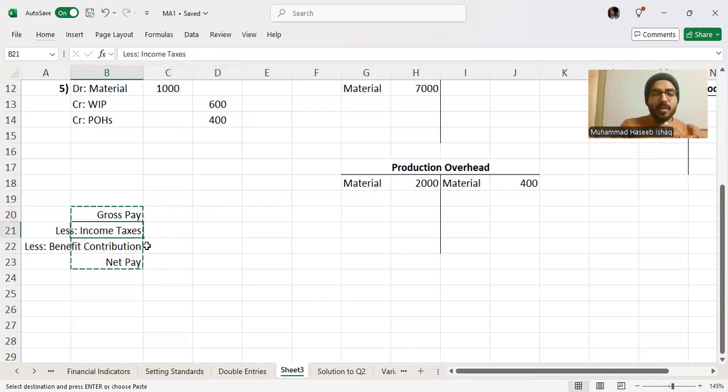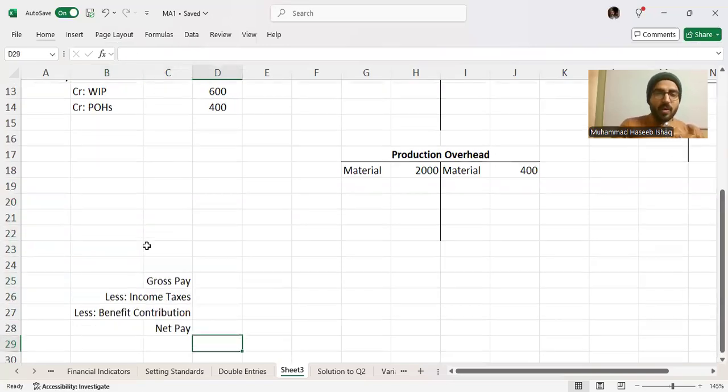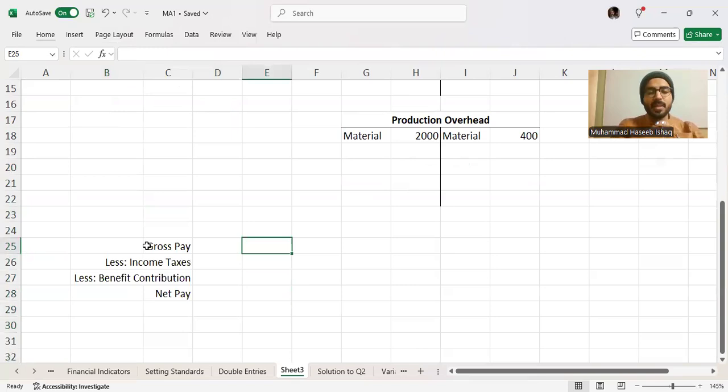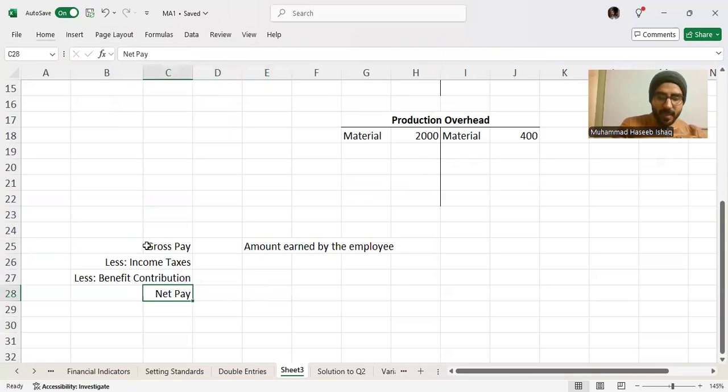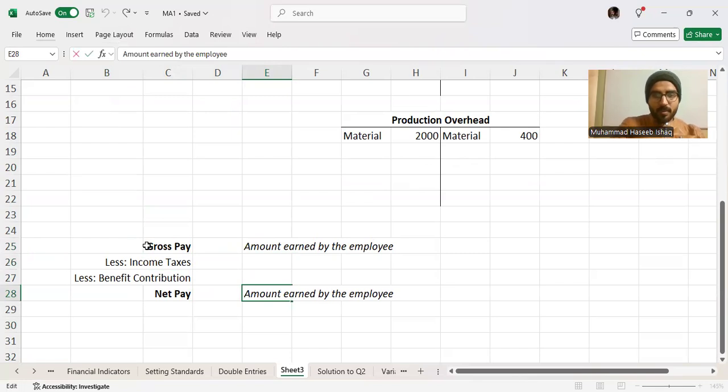Now you have to remember these definitions. What is the gross pay? This is the amount earned by your employee. And what is the net pay? Net pay is the amount paid to the employee. So you have to remember these definitions, very important.